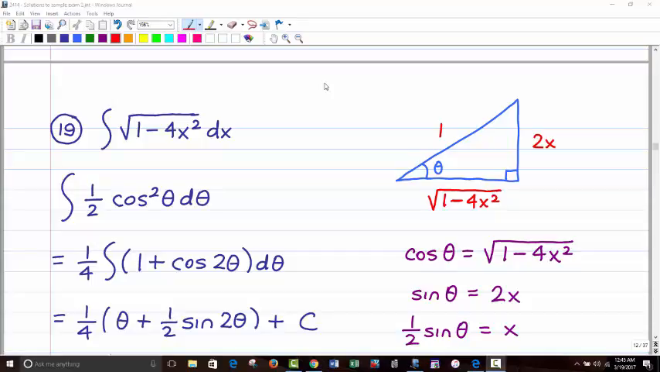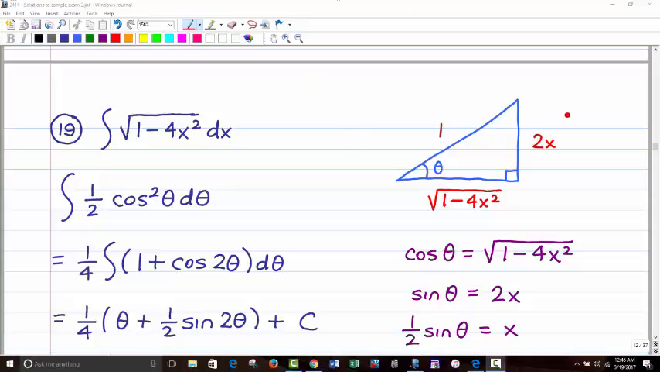Okay, now we're at problem number 19. We are starting this set of examples that are trig substitution problems. And let's see how we proceed for this one.